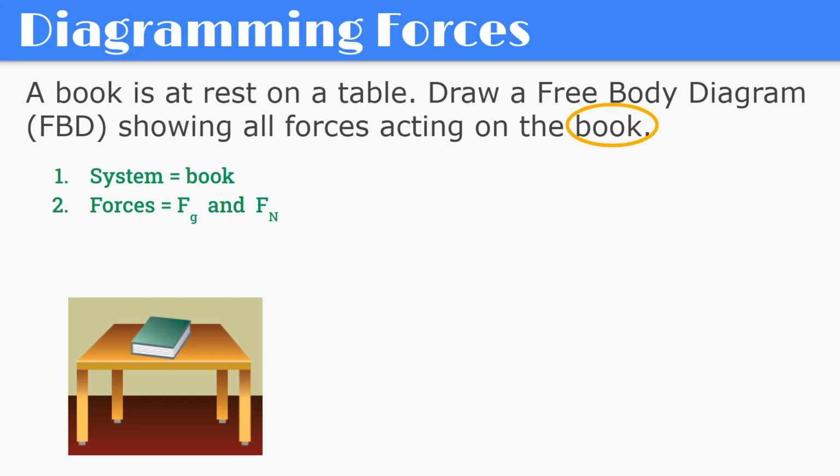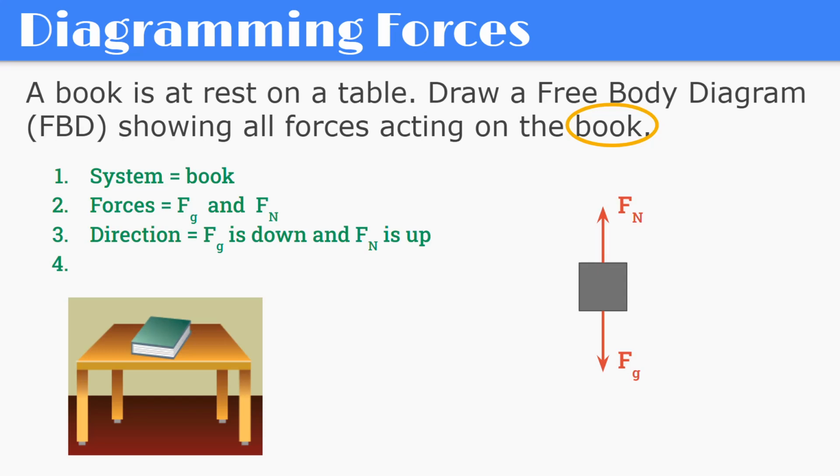So I know that the table is supporting it, and we talked about that support force being called the normal force. So I have Fg and Fn, and those are really the only forces acting on this. So that's step 2, we've identified the forces. Step 3, what direction are those forces acting? Fg is downward and it's always downward, and Fn is upward and always perpendicular to the surface. My table is level, so it'll be straight up. So Fg is down, Fn is up, and your last step is to draw it.